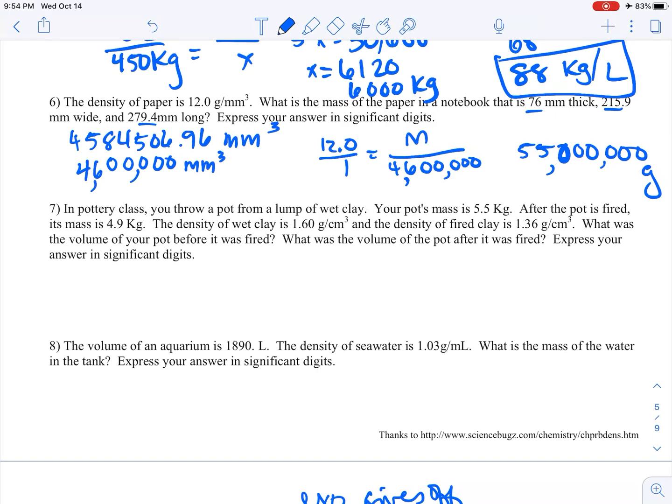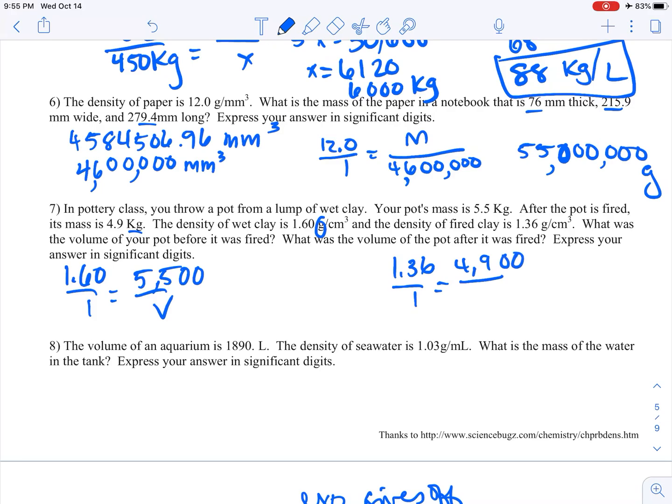So wet is 1.60 over 1. And the mass before is 5.5 over volume. Let's set this one over here. So fired clay is 1.36 over 1. And then after you fire it, it's 4.9. Oh, no. Look at that. This is in grams and this is in kilograms. So I actually have to change this to 5,500 and 4,900 grams. This is volume.